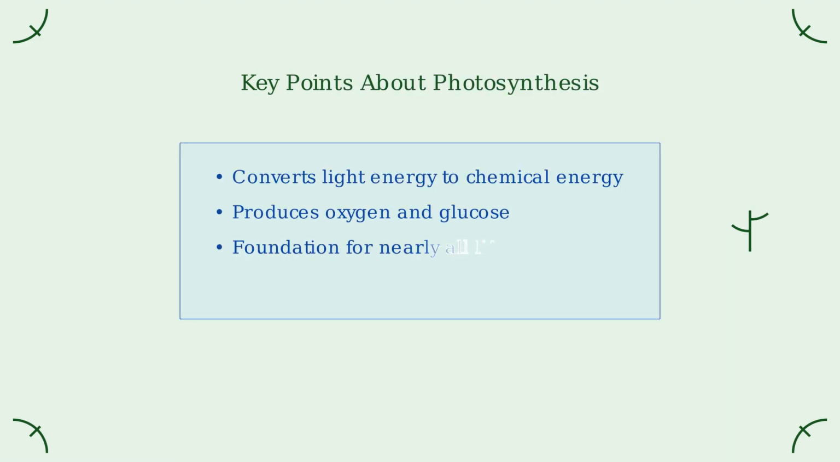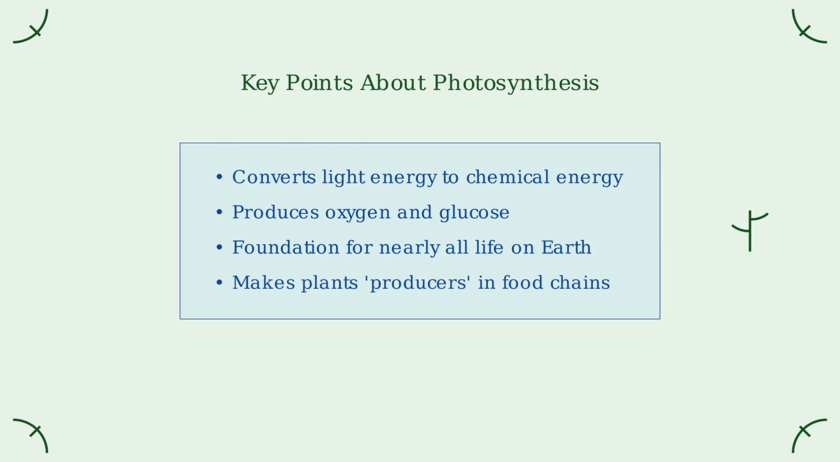To summarize what we've learned about photosynthesis: photosynthesis converts light energy to chemical energy, produces oxygen and glucose, forms the foundation for nearly all life on Earth, and makes plants the producers in food chains.